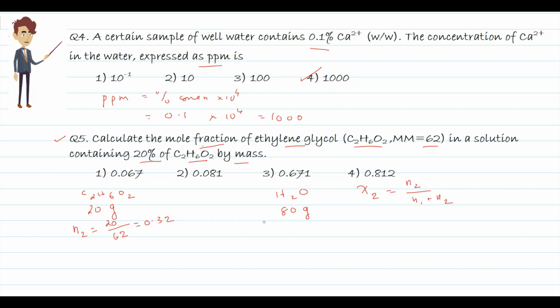Similarly, you can calculate the number of moles of water, n1, by dividing the mass of water with its molar mass. Result is 4.44. Substituting n2 and n1 in the chi2 equation, 0.32 divided by 4.44 plus 0.32. Result will be 0.067. So the correct option is the first option.